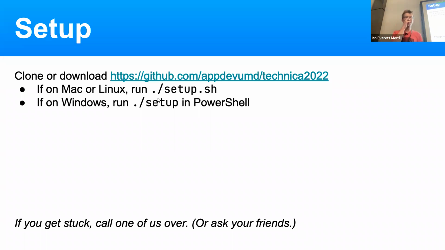So to get started, you're going to want to clone or download the main branch of FWMD Technica 2022. And then once you've cloned that, you're going to want to change into the directory that you got that in. And if you're on a Mac or Linux device, run setup.sh in your terminal. And if you're on Windows, you're going to just want to run the setup PowerShell script. And I'll give you all a couple minutes to do all of that.